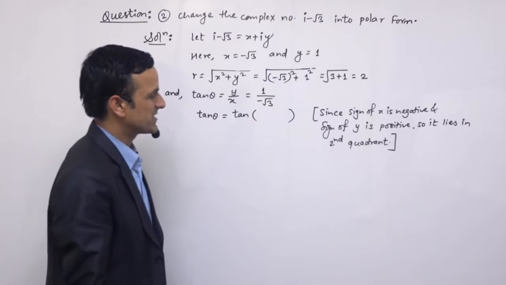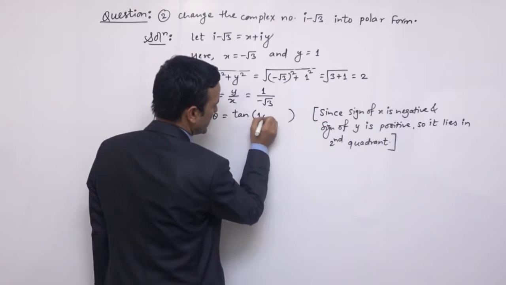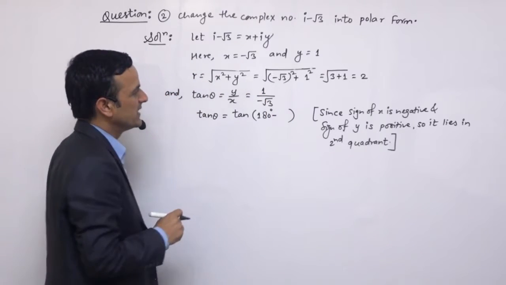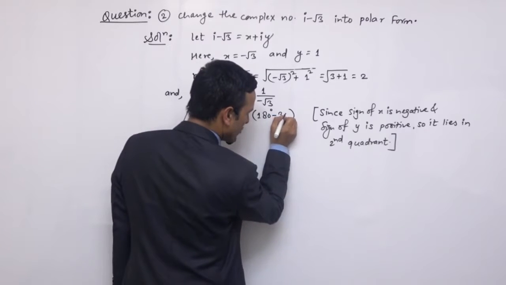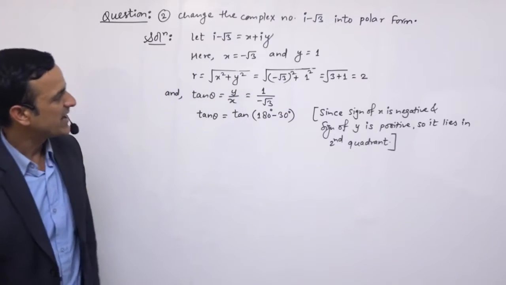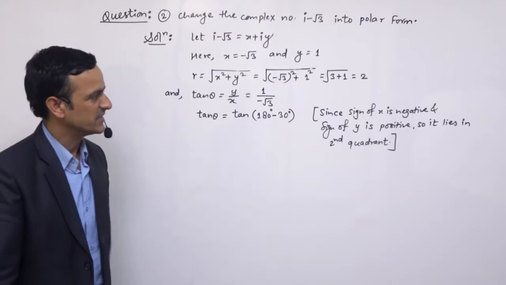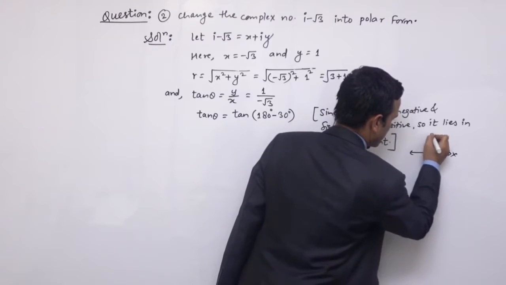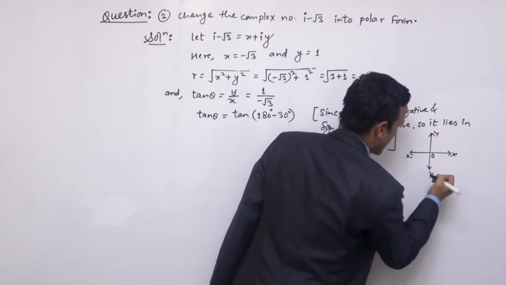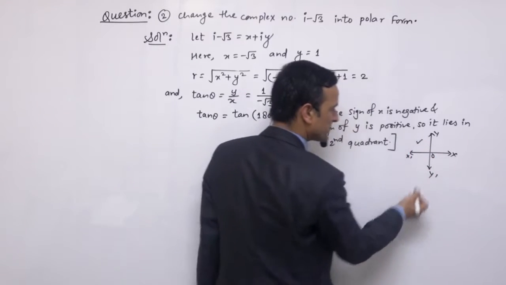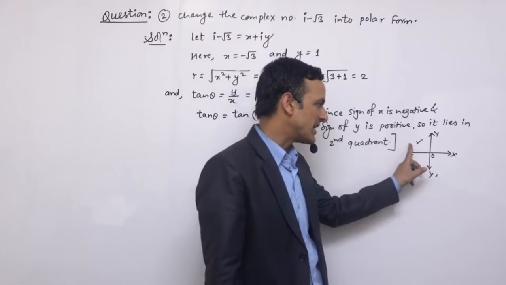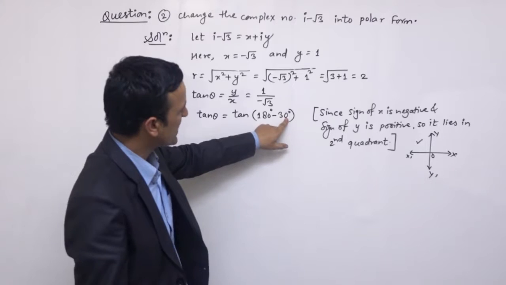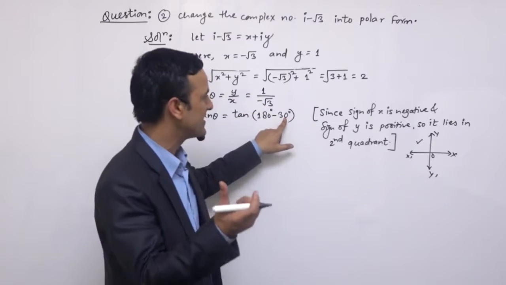Second quadrant. So for this reason we can write 180 degree minus theta. Theta means 1 upon root 3, and the value of tan 30 degrees comes out. So we can write 180 minus 30. Second quadrant means this: this is the x axis, this is y and this is the y axis, so the second quadrant is this one. Here the angle is 180 minus theta. Theta means 1 upon root 3, which means the minimum angle is 30 degree.